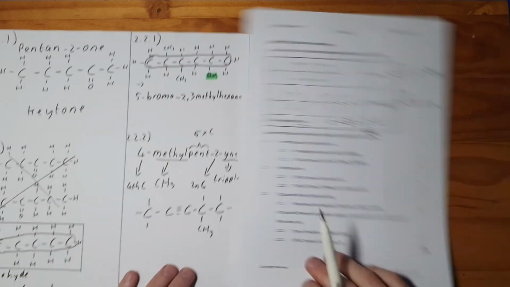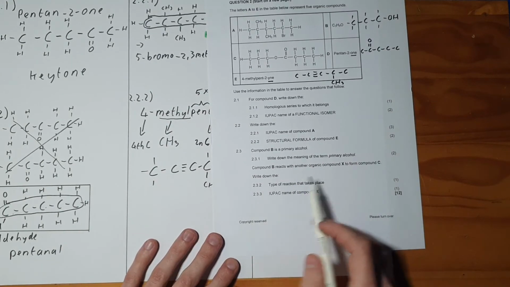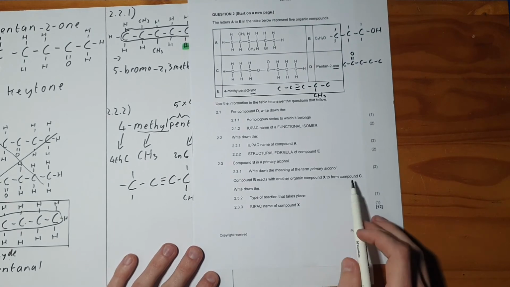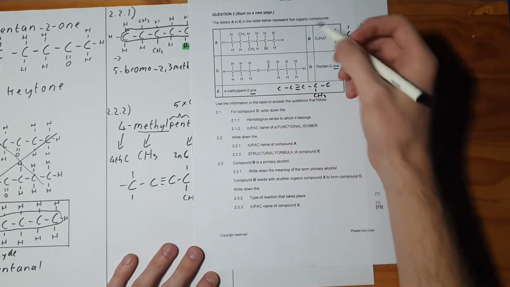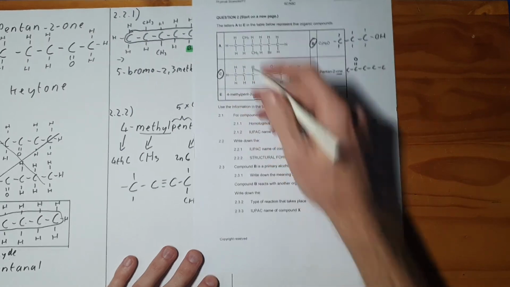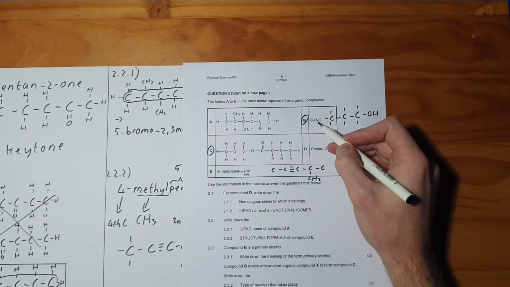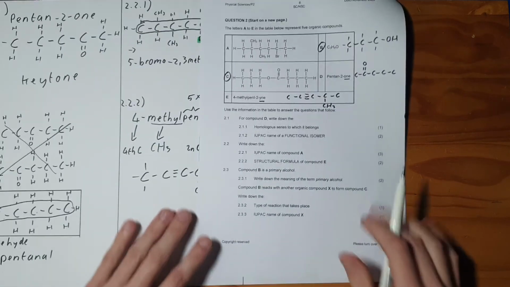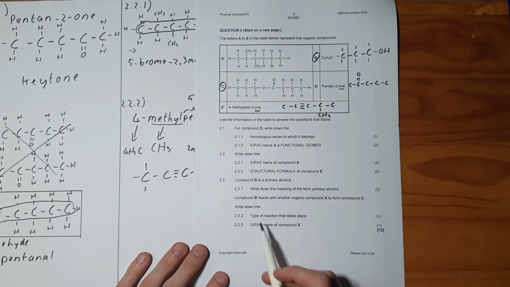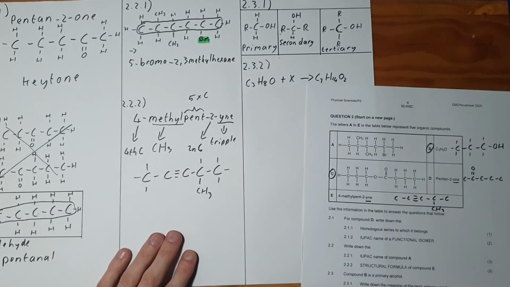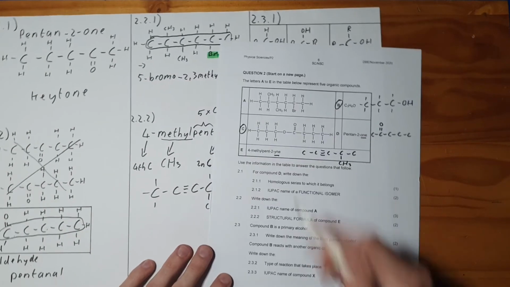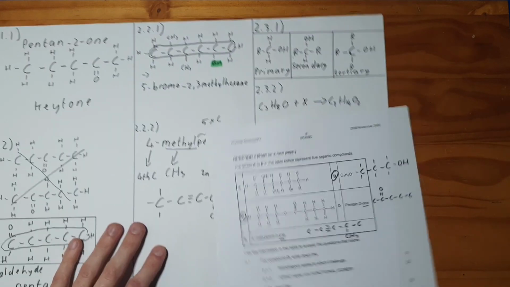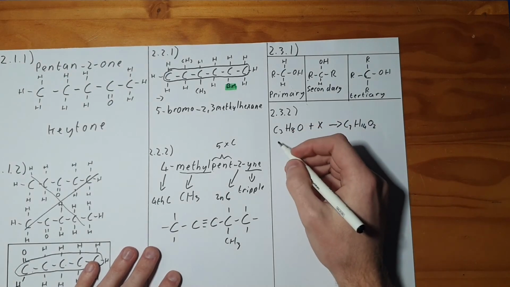Then looking at the next questions. It says compound B reacts with another organic compound X to form a compound C. So we're dealing with B and C over there. We know that B is an alcohol, and you should recognize that C is an ester. Question 2.3.2 asks for the type of reaction that's taking place. We're forming C over here, and the only way we can form C is through a process called esterification.